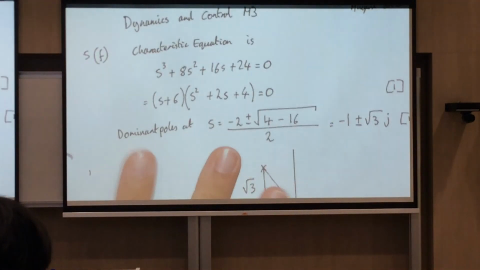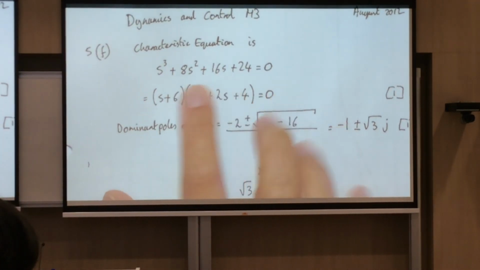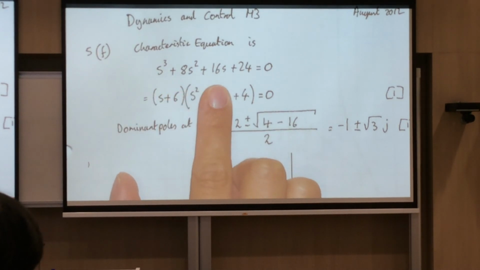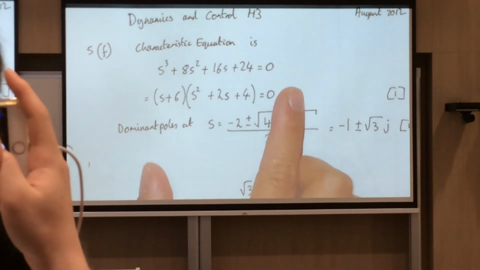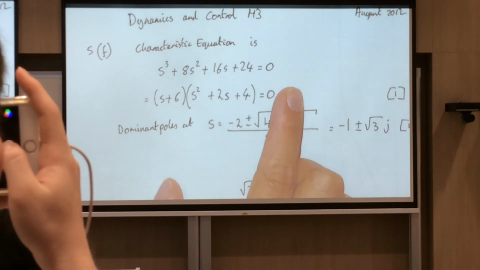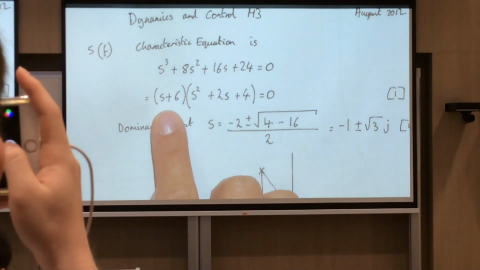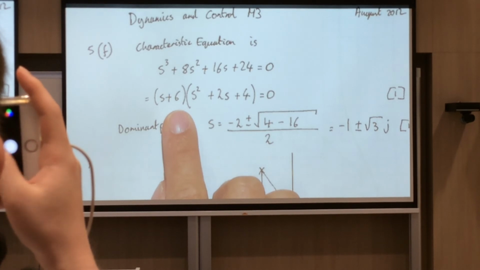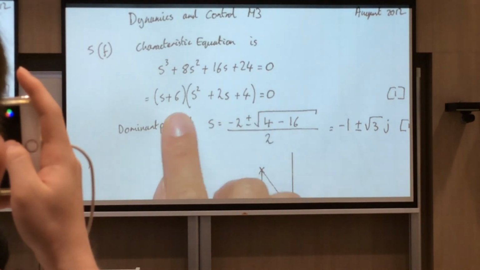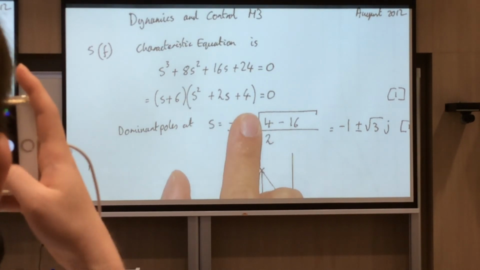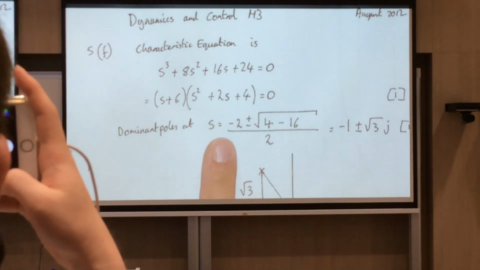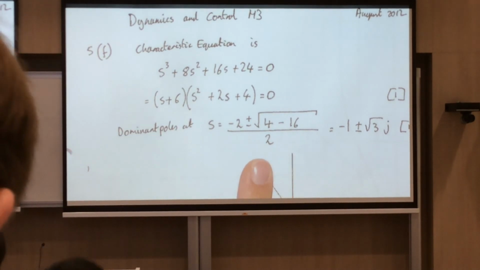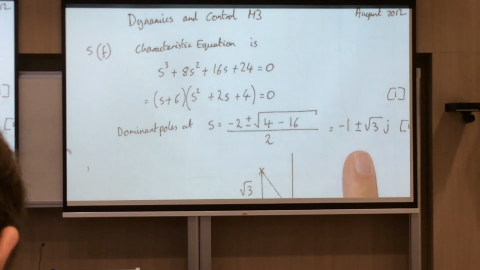Alright, so you have a characteristic equation, which is this. You have s cubed plus 8s squared plus 16s plus K, and K is 24, so you write 24 here, equals to 0. I tell you that the non-dominant pole is at minus 6, so one factor is s plus 6. And there's a complex conjugate pair here that you're supposed to identify, equals to 0. Solve this pair using minus b plus minus square root of b squared minus 4ac over 2a, and you find the dominant poles are minus 1 plus minus root 3 j.